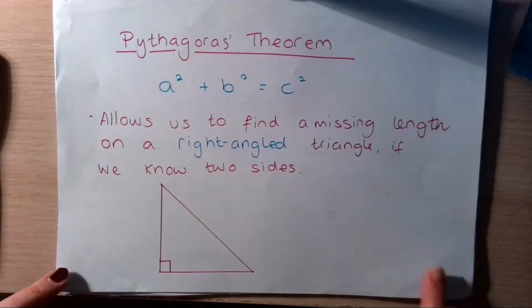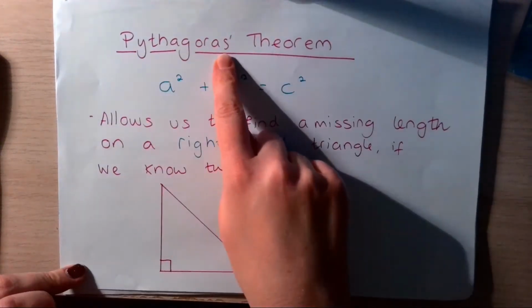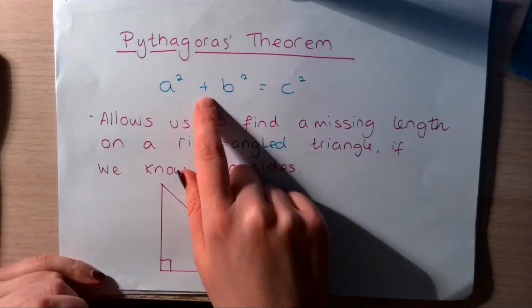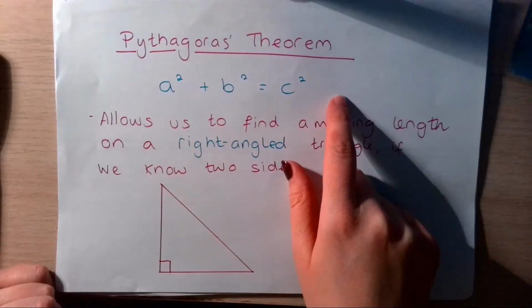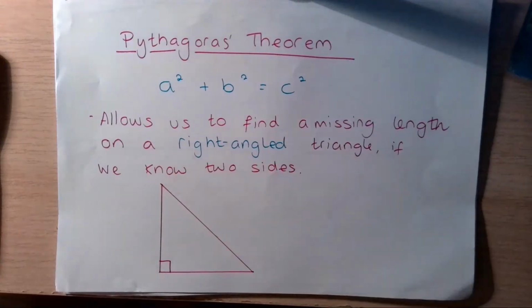Okay, Pythagoras Theorem, careful about spelling. a squared plus b squared equals c squared. Now you're going to use this all the way through school.